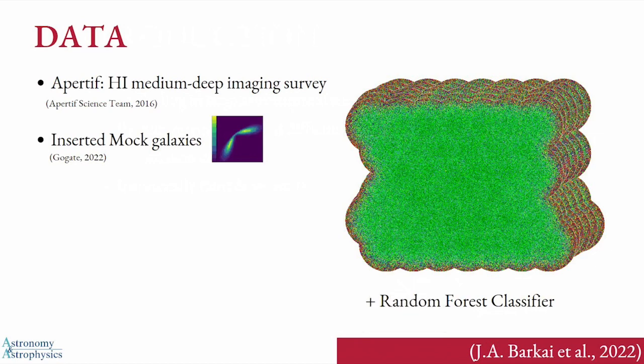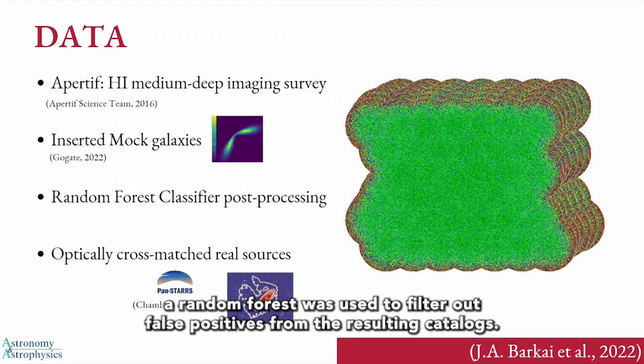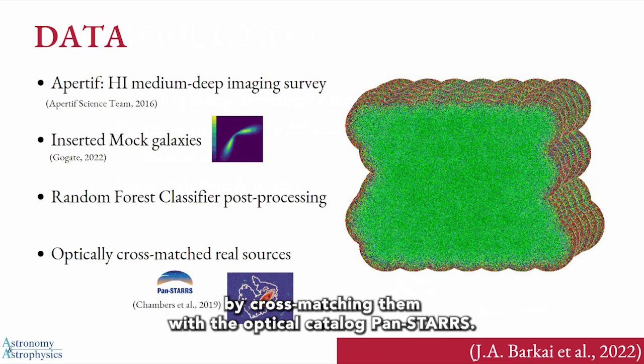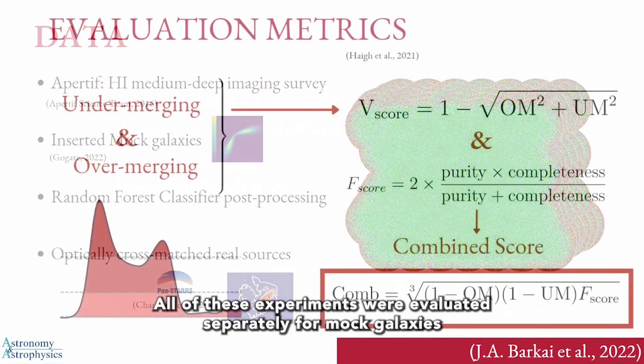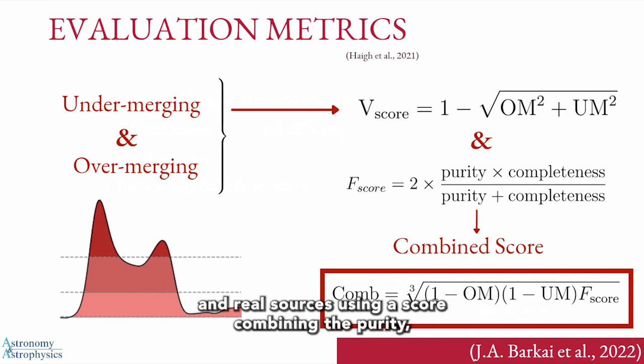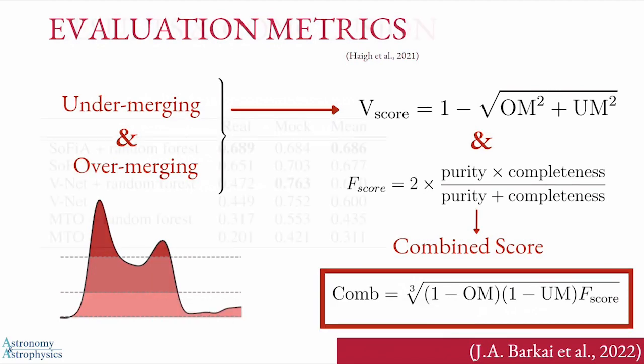methods. Once all three source-finding methods were run on the data, a random forest was used to filter out false positives from the resulting catalogs. Real sources contained in the original H1 emission cubes were identified by cross-matching them with the optical catalog Pan-STARRS. All of these experiments were evaluated separately for marked galaxies and real sources, using a score combining the purity, completeness, and the overlapping of the masks with the ground truth.